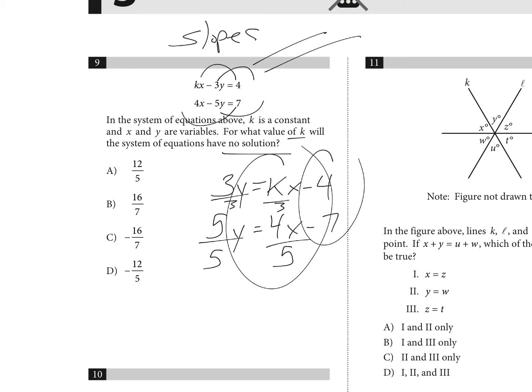There's my slopes. Let's extract them. kx over 3, 4x over 5, nice and clean. Cross multiply, another skill that better be on point.